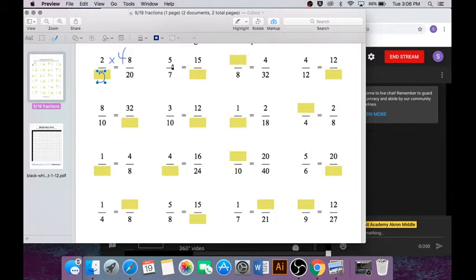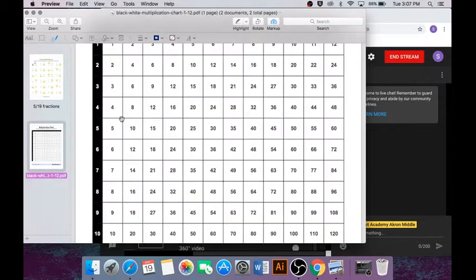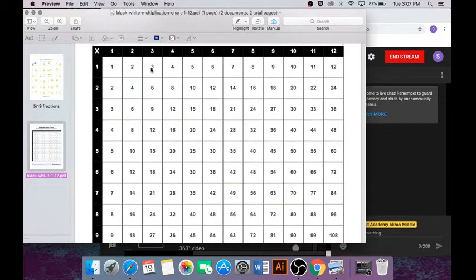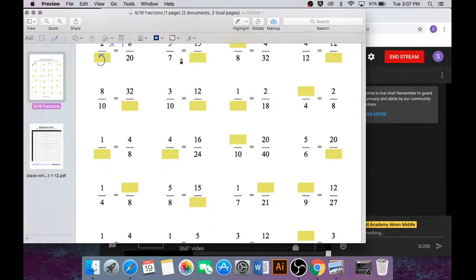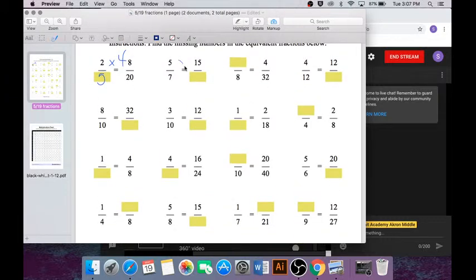Over here in our next one, we're going to solve it a little differently because we need to figure out the number that we're going to multiply it by so we don't have to backtrack. So we start with 5 in our numerator, and our numerator went up to 15. So we're going to go to our 5 times table, and we're going to find 15 right here and go up, and 5 times 3 is 15. So we know that this fraction has been multiplied times 3 to get 15.